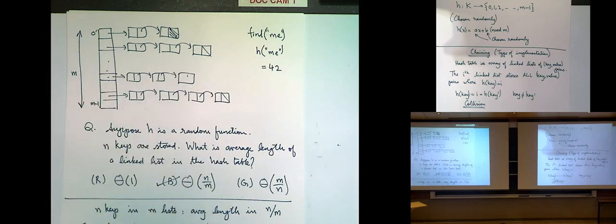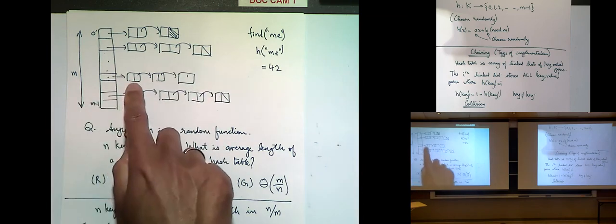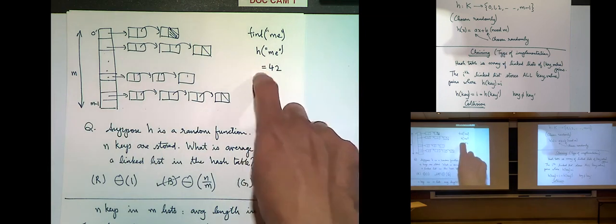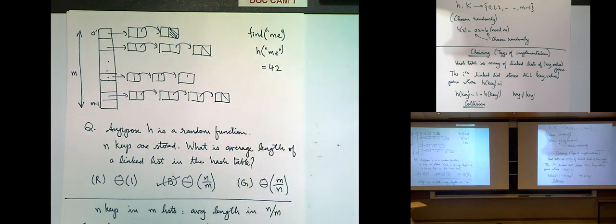But does that mean that all the elements in that linked list have the key of 42? No, they don't have a key of 42. If you apply the hash function on those keys, you will get 42. It's all keys such that h of key is 42.